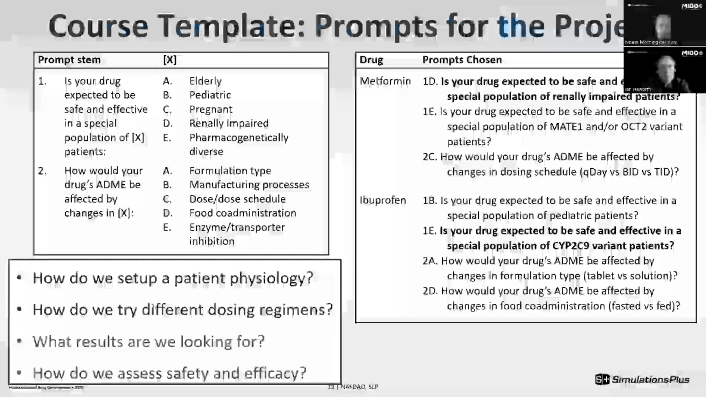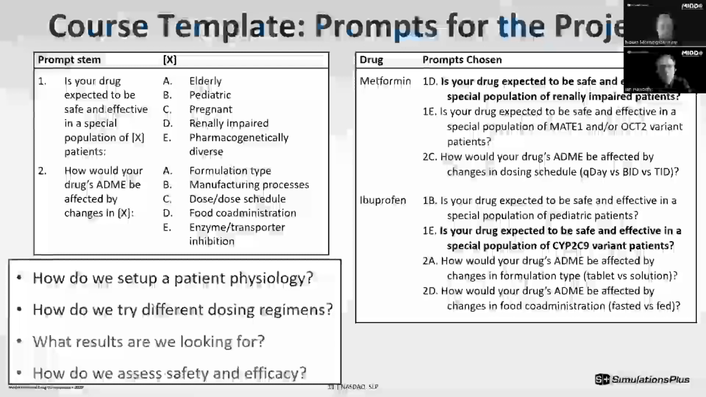And so the prompts that we used, we tried to make it so they could be unique to each student group's drugs. So we came up with 2 prompt stems, the first one here on the upper left, relating to patient populations, and number 2 relating more to classical ADME parameters such as formulations or food effect. And in each case, the X in the stem can be replaced with a term from the second column that makes it relevant to that drug.